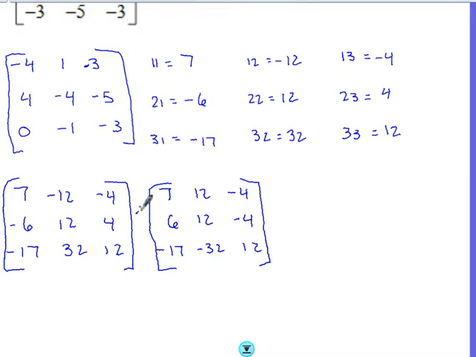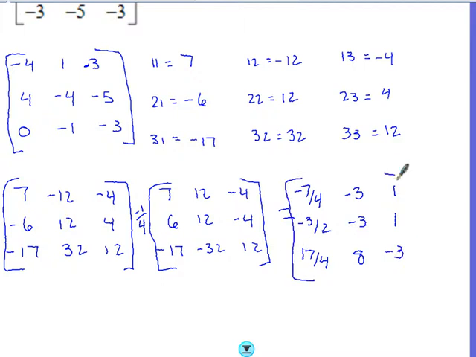I need to multiply it by 1 over the determinant, so times -1/4, because my determinant was -4. Okay, and I'm just going to multiply every number times negative 1/4. So negative 1/4 times 7 would be negative 7/4, times 12 would be negative 3, times negative 4 would be 1. Negative 1/4 times 6 would be negative 3/2, times 12 is negative 3, times negative 4 is 1, times negative 17 is 17/4, times negative 32 is 8, and times 12 is negative 3. And so that resulting matrix is the inverse. So this is a negative 1.